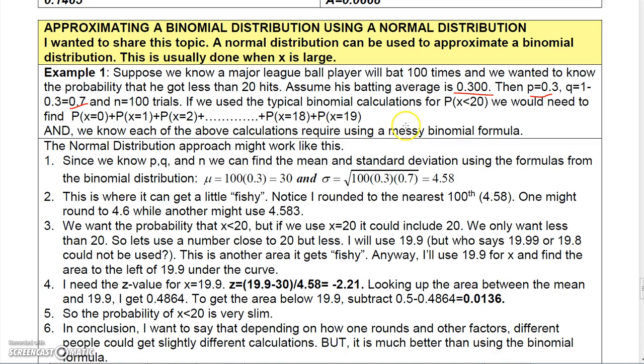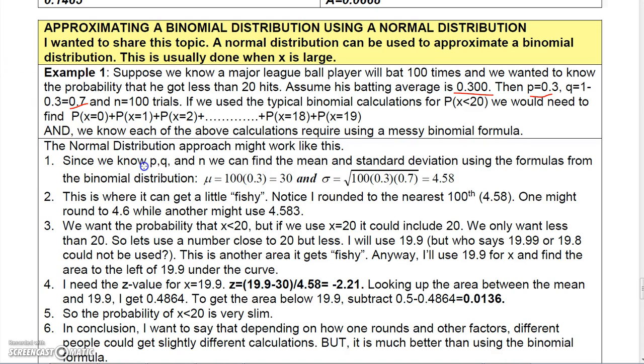If we use the typical calculations to find the probability that he gets less than 20 hits, we would have to find the probability that he got anywhere from 0 to 19 hits. And each of these calculations would require the formula for the binomial distribution that involves combinations and probabilities. So it would get kind of messy if we had to do each of these 20 calculations. So this is how we might use the normal distribution to calculate this.